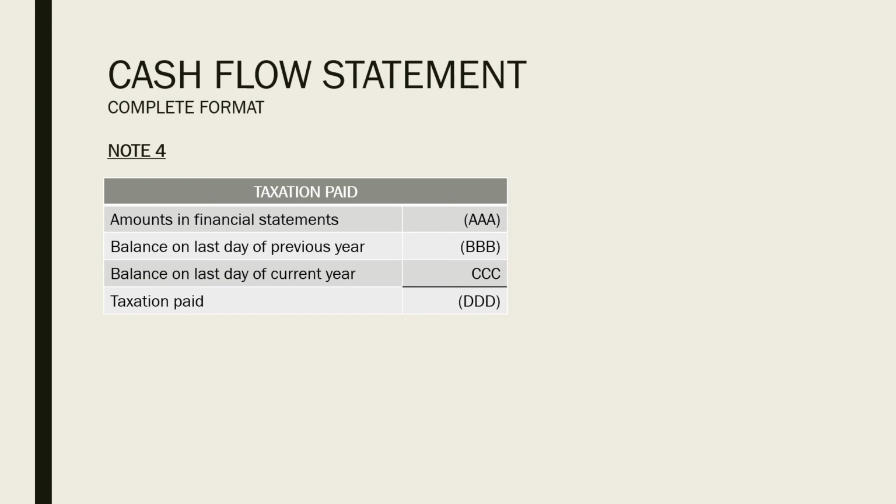If we look at note 4, where we're going to calculate the amount of taxation paid, we again are going to start with the amounts in the financial statements, which again will always constitute an outflow of funds, so it is always going to be bracketed. We are then going to add the balance on the last day of the previous year. This obviously can be a debit balance or it can be a credit balance. If there is a credit balance, it will be bracketed, like in this case. If it was a debit balance, it would be unbracketed. It would not have the brackets.